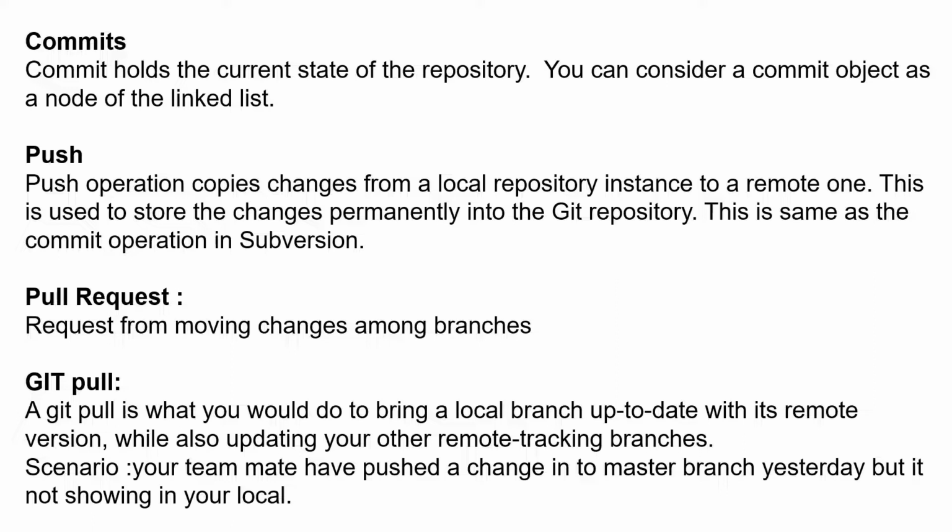And next is pull request. Pull request is just for moving among the branches. You will ask your code reviewer whether your changes in the new branch look good. Once he approves, then you will merge your changes to the master branch. So for that only we will use pull request.